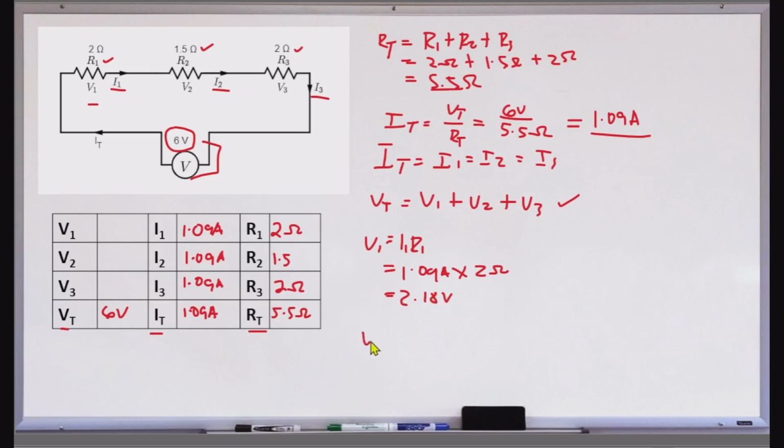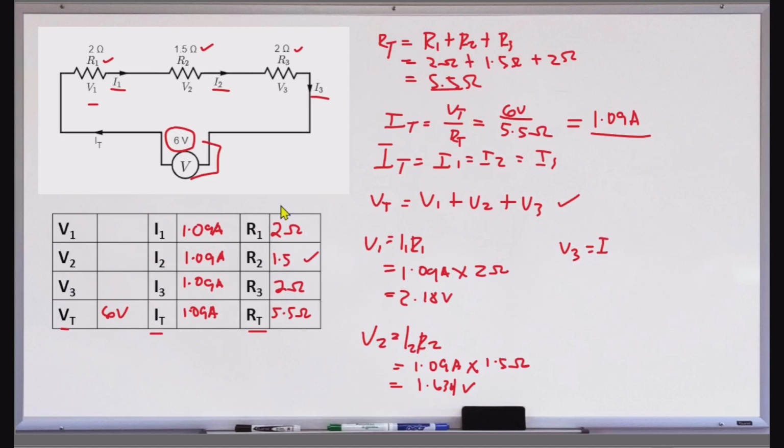For V sub 2, that will be I sub 2 multiplied by R sub 2. Again, our current is the same throughout the entire circuit, meaning the IT is just the same as I1, I2, and I3. So the computed value for that is 1.09 ampere multiplied by our R2, which is 1.5 ohms. That is 1.634 volts.